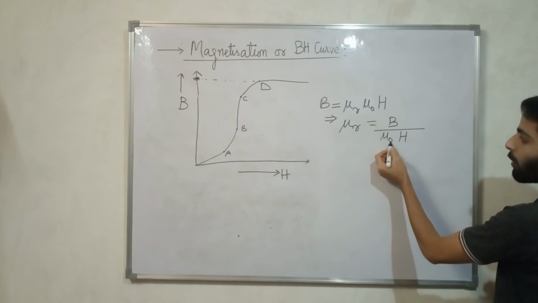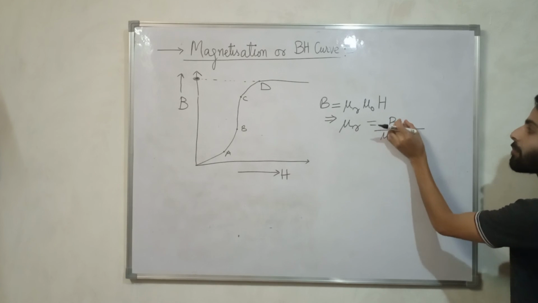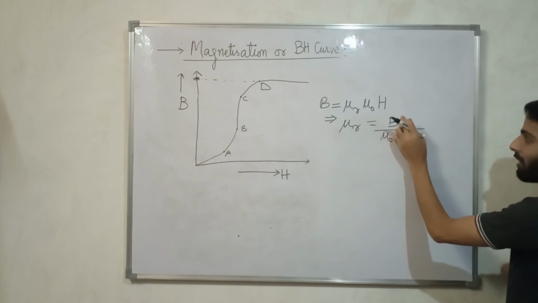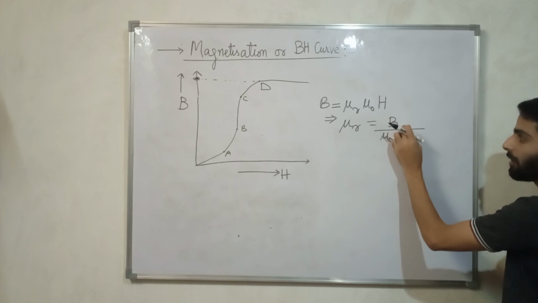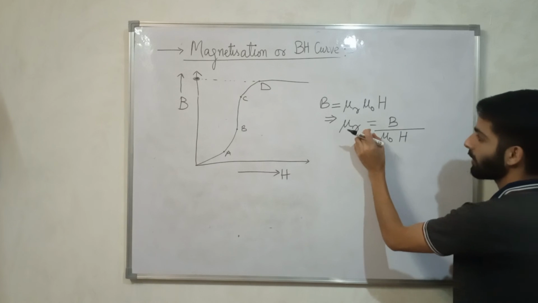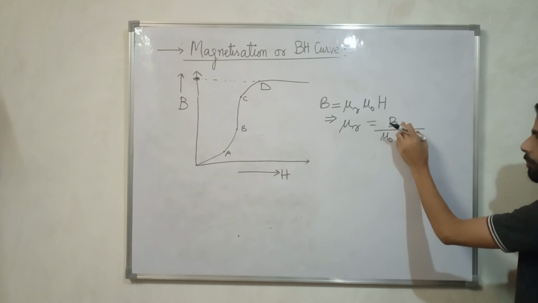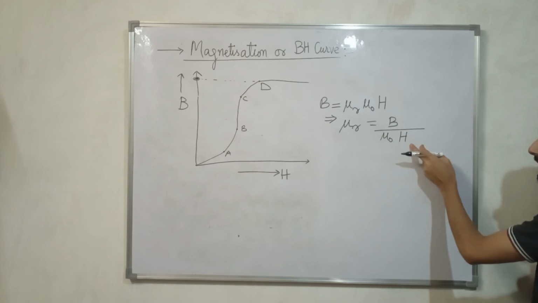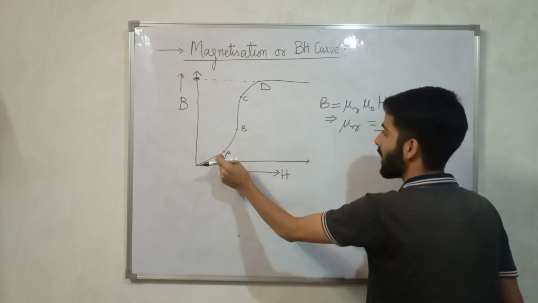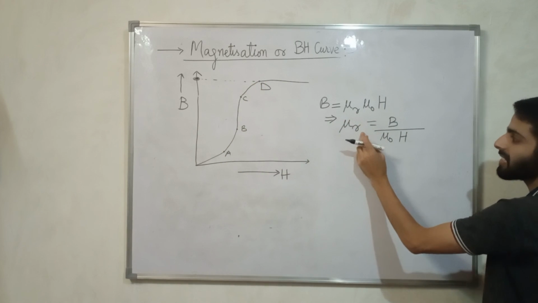What will be the effect of that? Mu r equals B upon mu naught H. B will first increase as H increases. This will give rise to this part. Then mu r will have a changing value. Sometimes B increases less while H is increasing at a constant rate. Here B is steeply increasing, but here beyond, B is increasing less. So mu r will change its values.